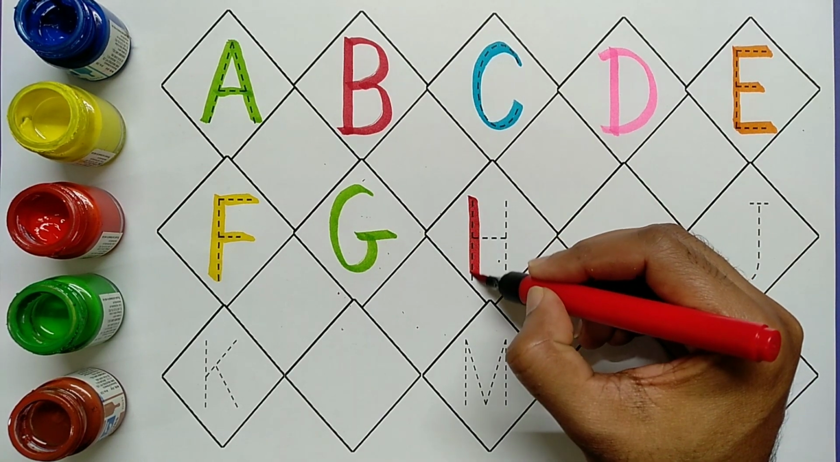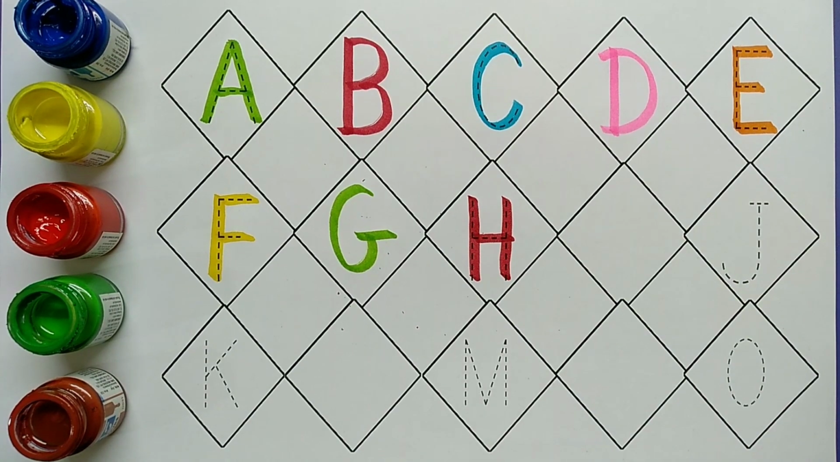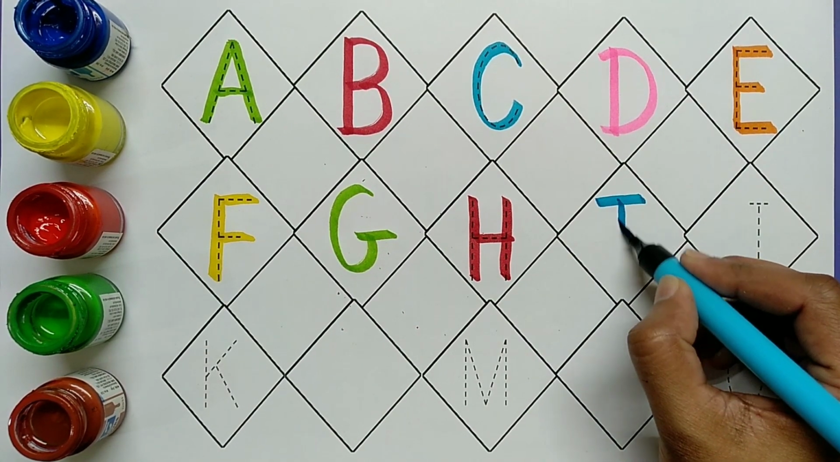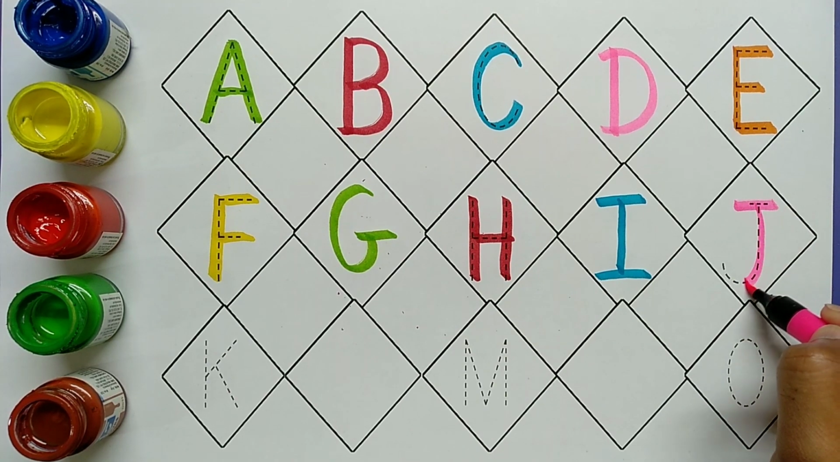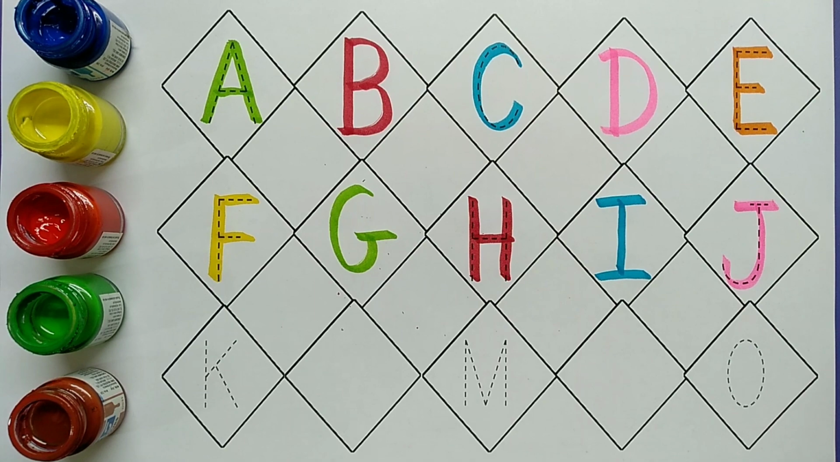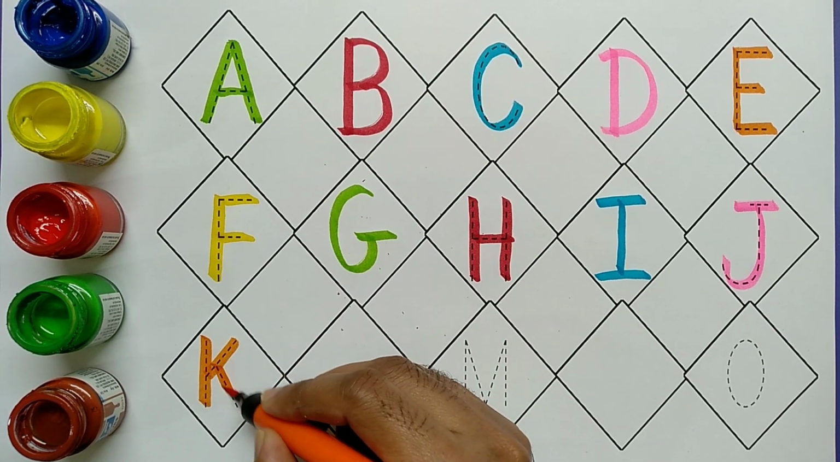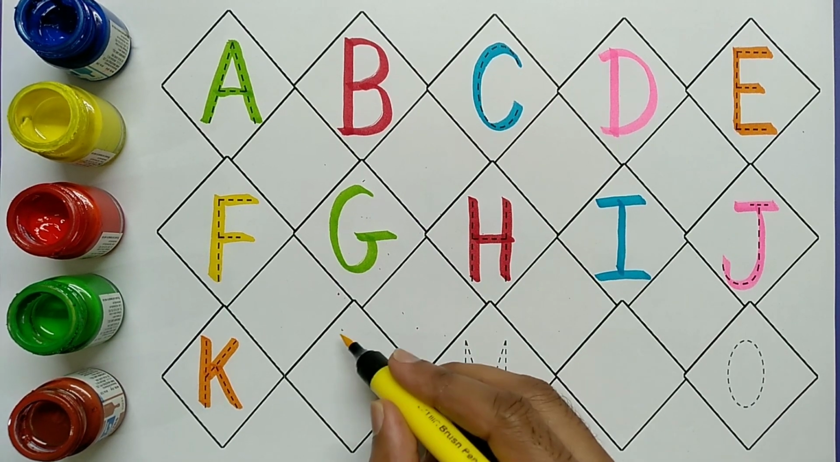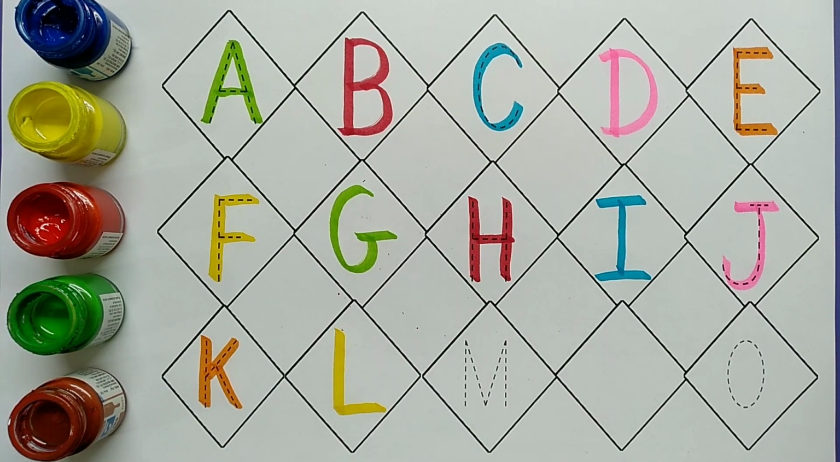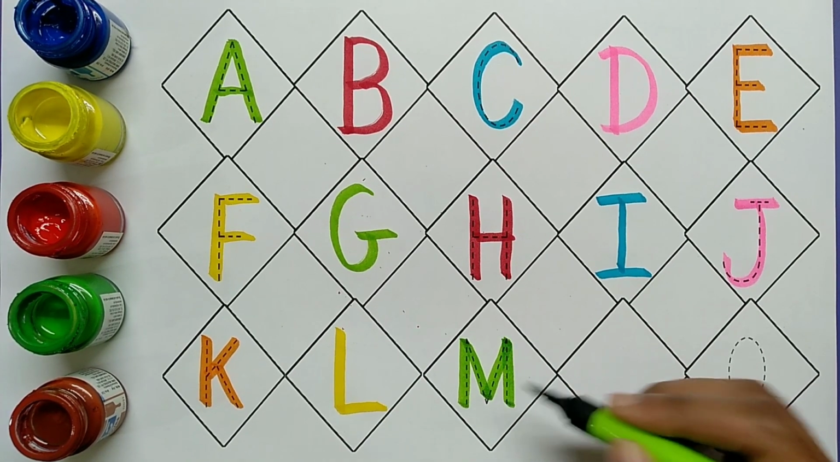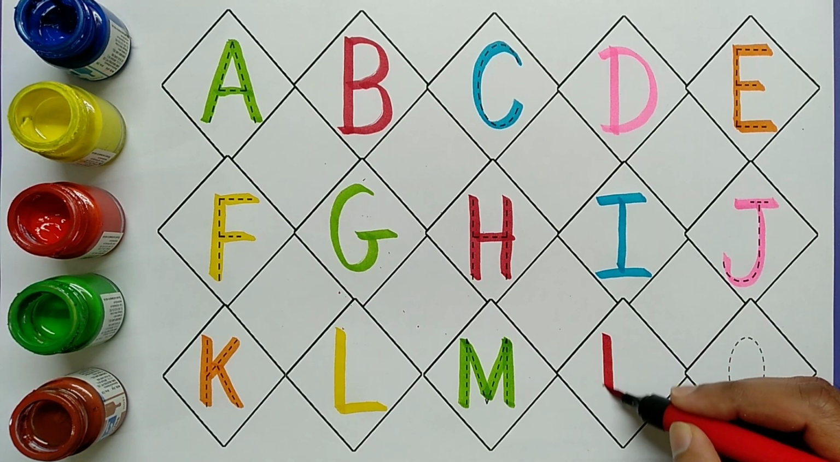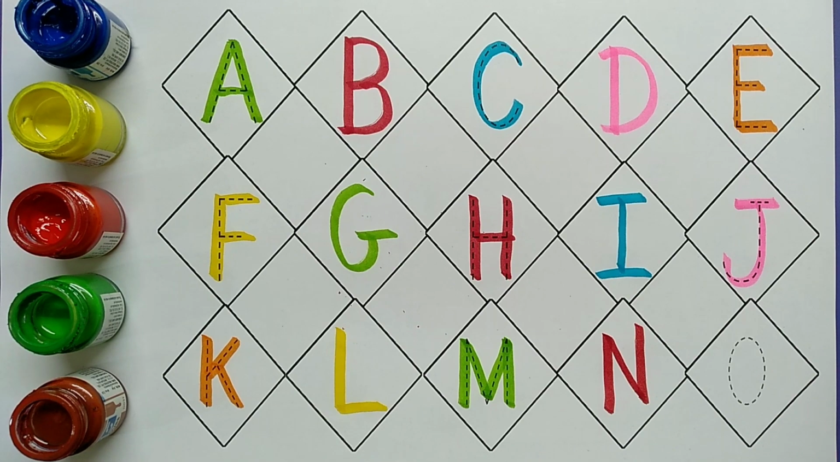F, F for fish. G, G for girl. H, H for hen. I, I for inkpot. J, J for jug. K, K for kite. L, L for lion. M, M for mango. N, N for nest. O, O for orange.